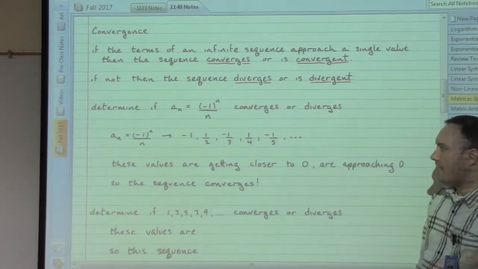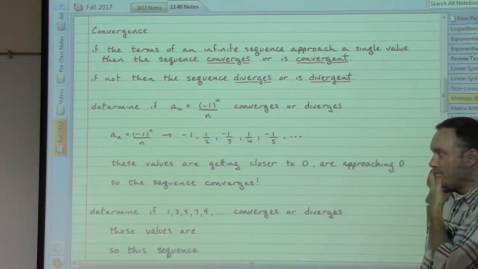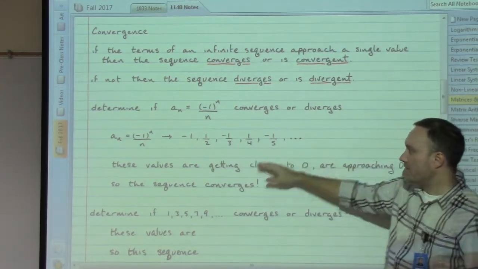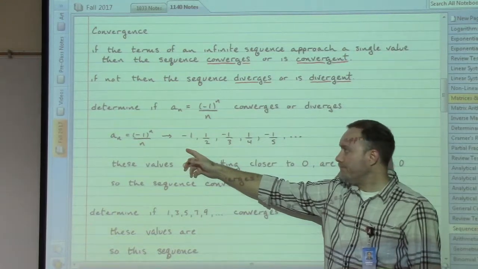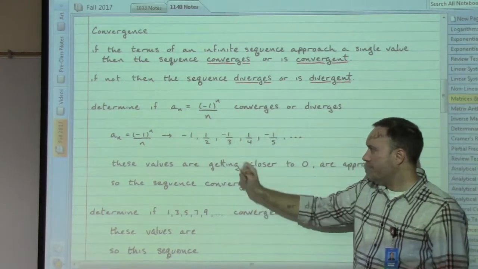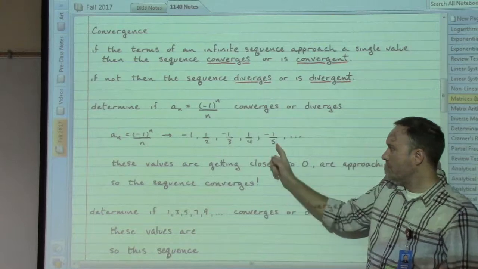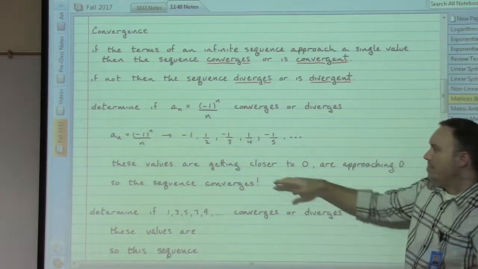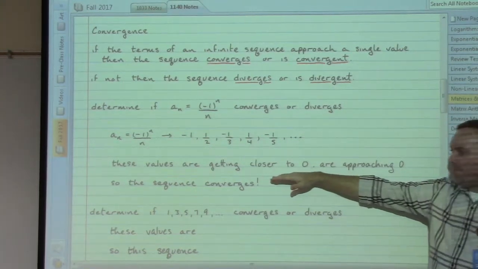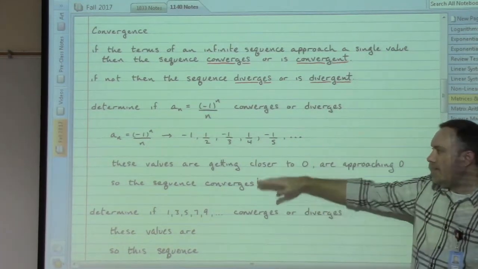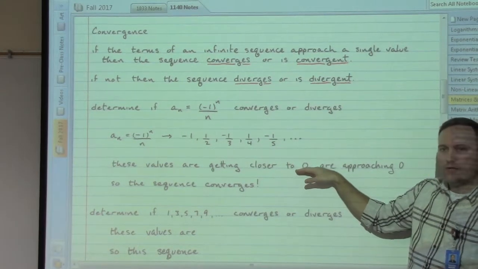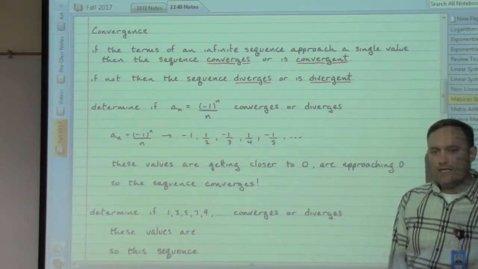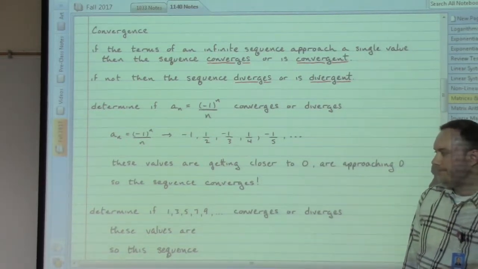So if we come back and look at that original example that we had for an explicitly defined sequence, we've got these particular terms in our sequence, our first through fifth terms: negative 1, 1/2, negative 1/3, 1/4, negative 1/5. And if we keep on looking, these are bouncing back and forth between positive and negative, but they're also getting closer and closer to 0. So we could say that they're approaching 0 and that this sequence would converge.